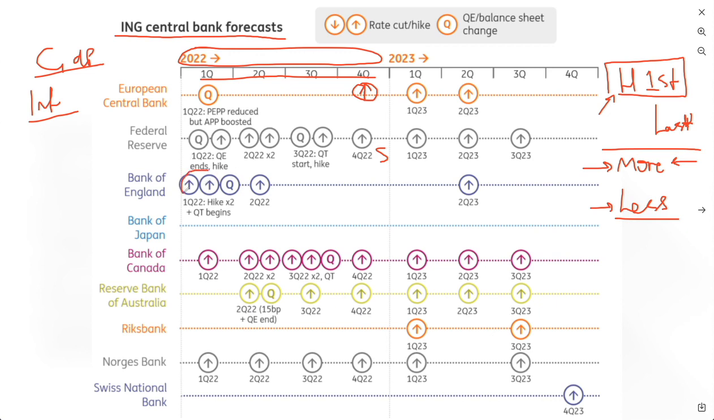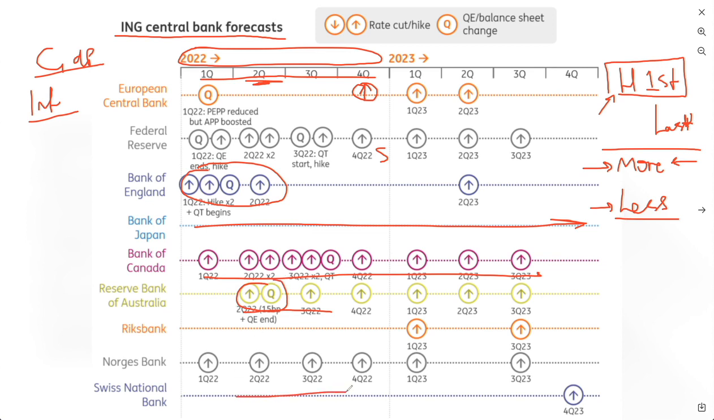The Bank of England, as we know, have been hiking rates, but less so than the Federal Reserve. Bank of Japan, sure, not looking to do anything. Bank of Canada are looking to hike quite a lot. Reserve Bank of Australia are starting their first hikes, I guess, in the second quarter of this year.